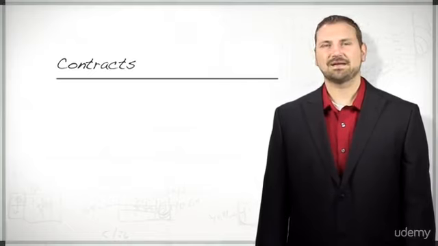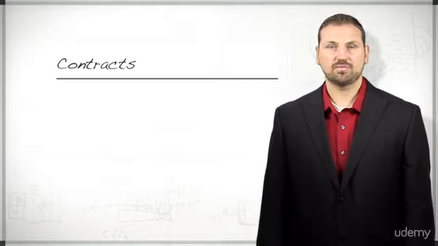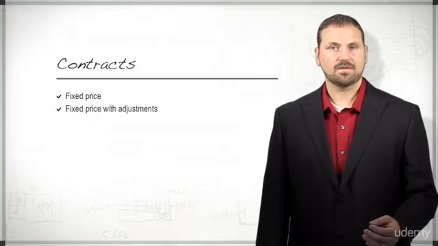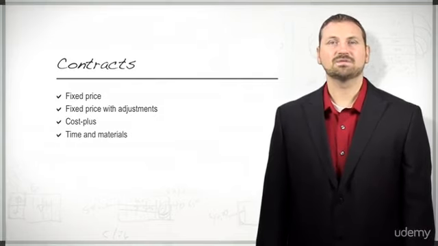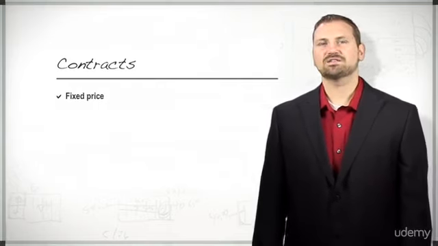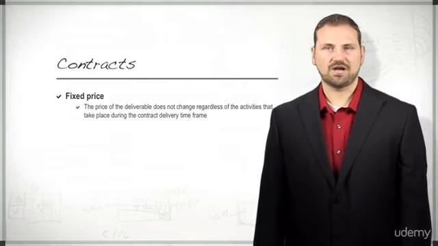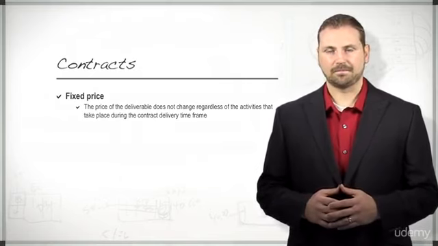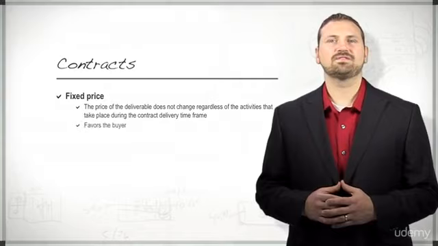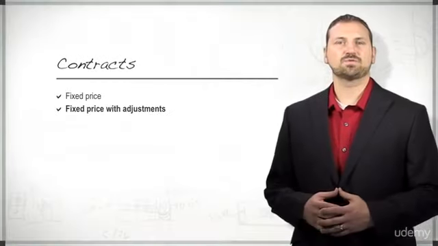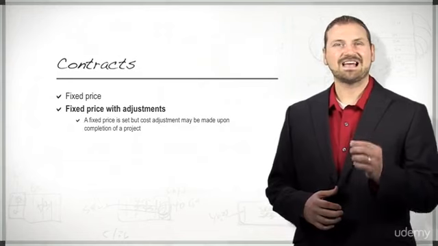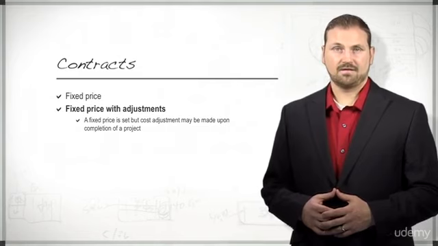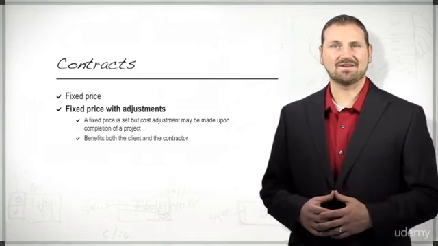There are 4 different types of contracts the project manager should be aware of: fixed price, fixed price with adjustments, cost plus, and time and materials. In a fixed price contract, the price of the deliverable does not change regardless of the activities that take place during the contract delivery timeframe. This contract typically favors the buyer. In a fixed price with adjustments contract, a fixed price is set, but cost adjustments may be made upon the completion of the project phase or specific event. This contract can benefit both the client and the contractor.